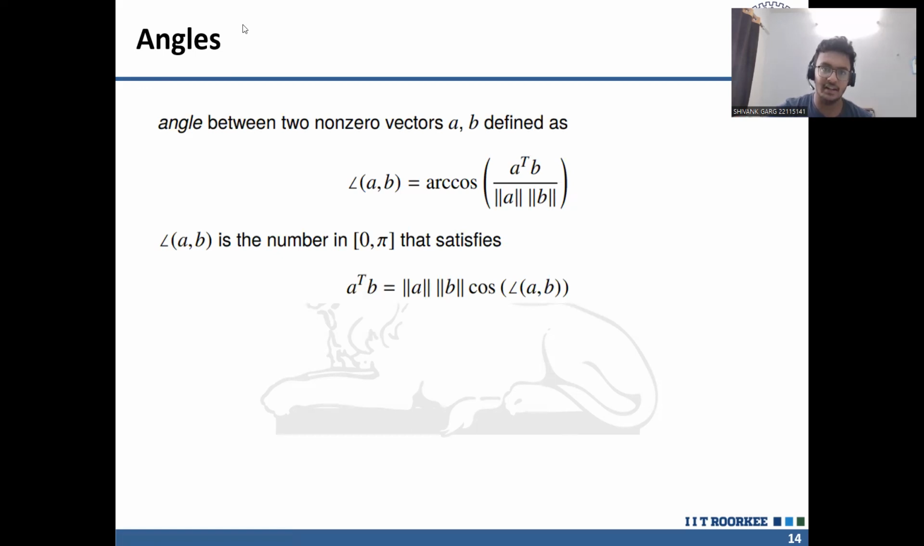Now, the angle between two vectors is defined as the cos inverse of A transpose B divided by the norm of vector A times the norm of vector B. This is a number in the range 0 to pi. Basically, it is the angle that satisfies A transpose B equals norm A times norm B times cos of this angle.